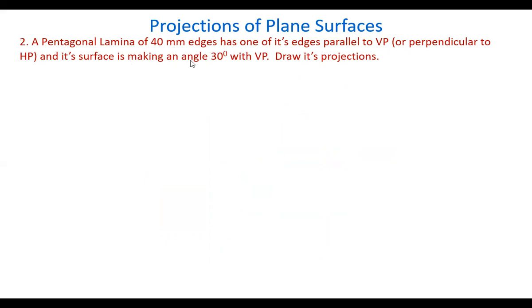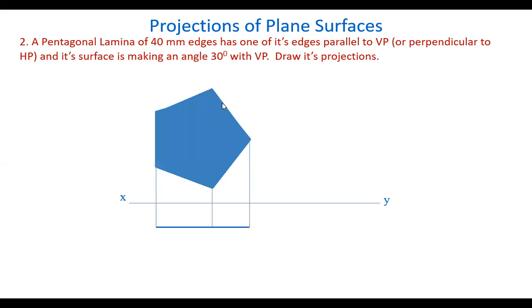And the surface is making a 30 degrees angle with VP. The surface making an angle with VP means we have to take the plane parallel to VP or in the VP. Because none of the plane edges or corners are resting in VP, we can take it at some distance in front of VP. So the front view appears like this.